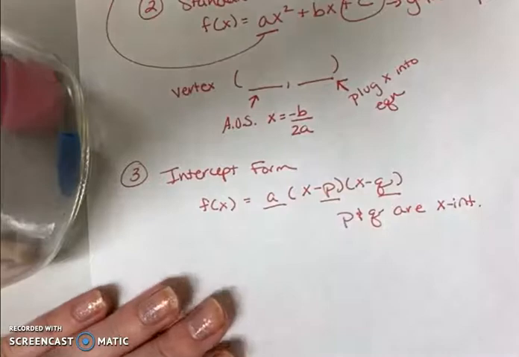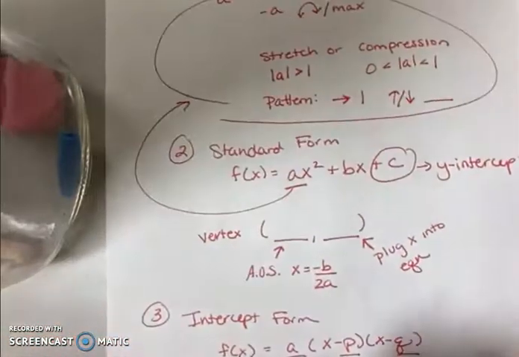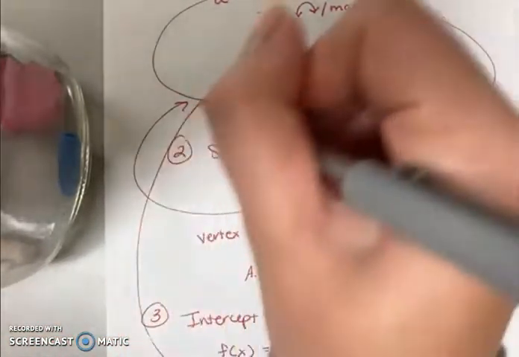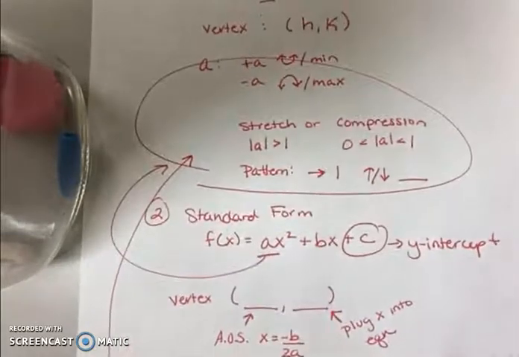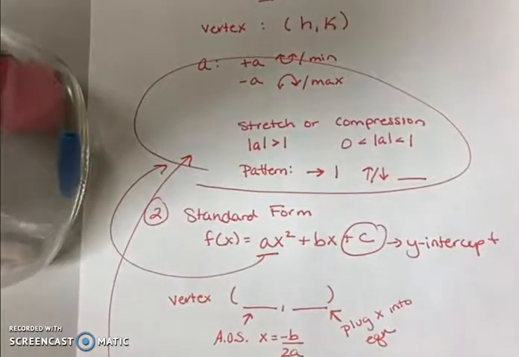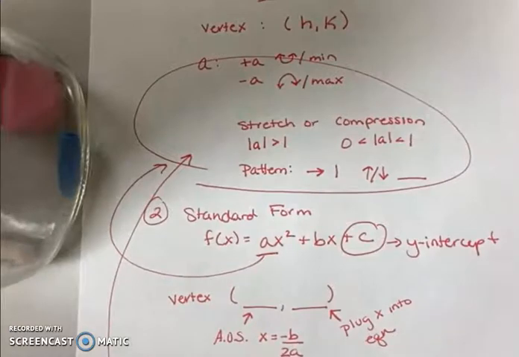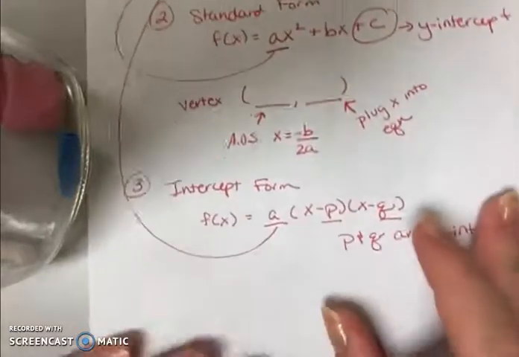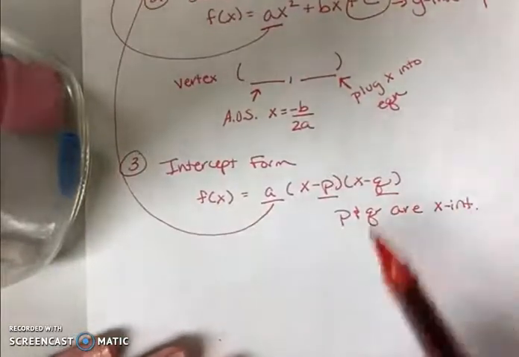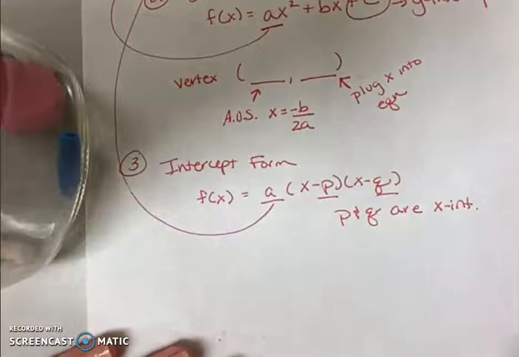A, once again, I'm going to draw an arrow, tells us if the parabola opens up, if it opens down, if there's a stretch, compression. We can look at the pattern, find the exact number value. So A is pretty consistent with all three forms.